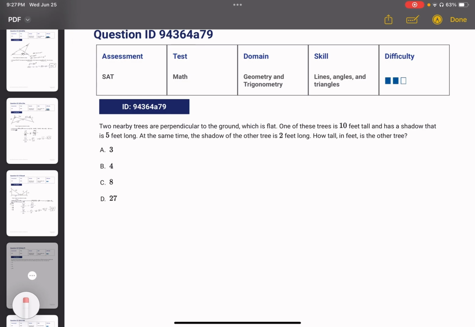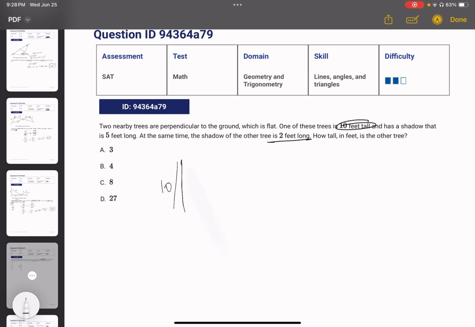Next question. Two nearby trees are perpendicular to the ground, which is flat. One of these trees is 10 feet tall and has a shadow that is 5 feet long. At the same time, the shadow of the other tree is 2 feet long. How tall in feet is the other tree? Okay, so we're only given one fact about the other tree. But let's draw out the tree we know a little more about. So 10 feet tall for the first tree.